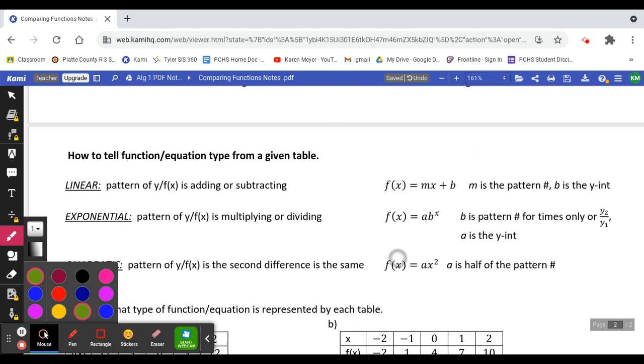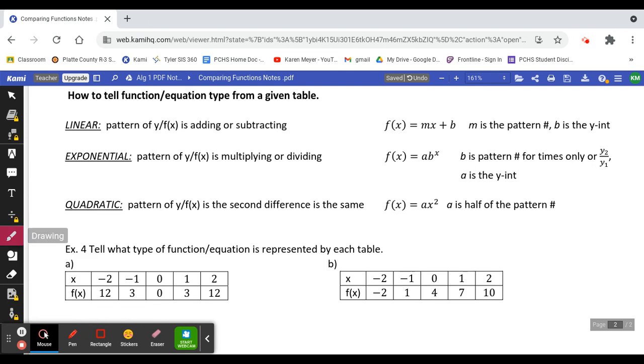Moving on. All right. On the back side of our notes, we are going to be looking at different tables. And our job is to look at a table and decide, is that table either linear, exponential, or quadratic? So we only have 3 choices this time. Okay. We don't have to worry about absolute value. We're just doing linear, exponential, and quadratic.